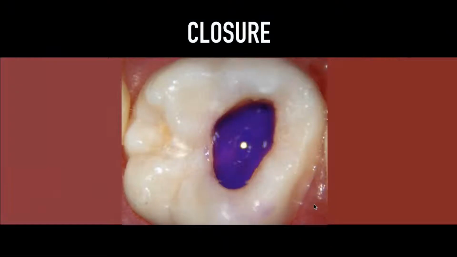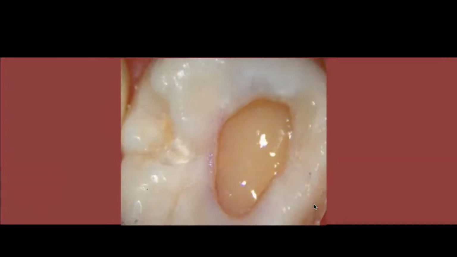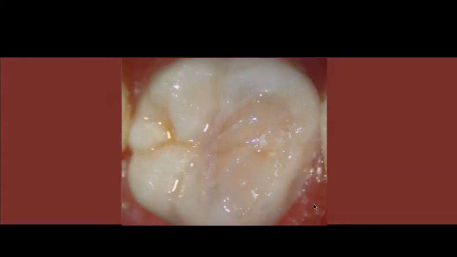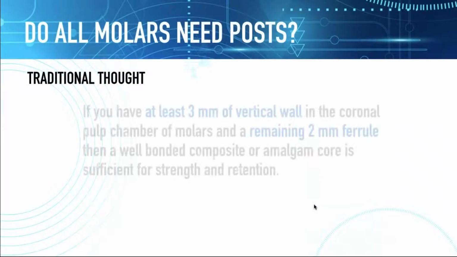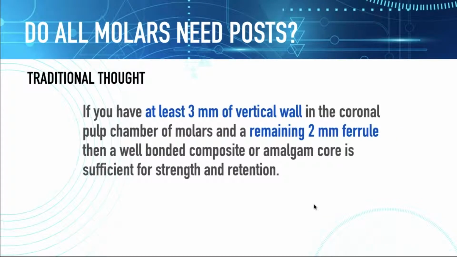Close off the system, restore the access, etch and bond, depending on what type of bonding system and composite system you have. We want to seal off that access in order to protect everything we've just done with our root canal treatment. And then the question becomes, do we post or not post? And of course, traditional thought was always thought that, and it still holds true, if you have at least 3 to 4 millimeters of vertical wall, and of course you have that 2 millimeters of ferrule, that's really, really important, then a well-bonded composite or amalgam core was sufficient enough for proper strength and retention of that restoration.